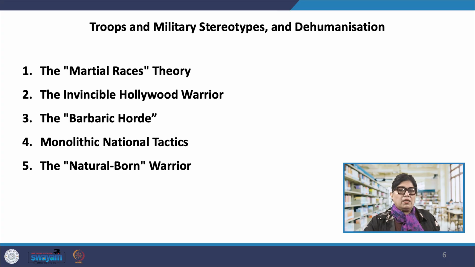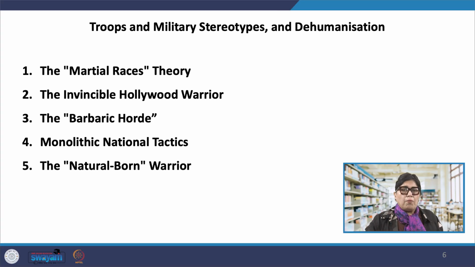The second one is the invincible Hollywood warrior. Media often portrays ancient and medieval troops engaging in immediate, full speed, chaotic charges that break out into individual sword duels. In reality, battles relied on strict, tightly organized formations like the Greek phalanx or Roman legion.